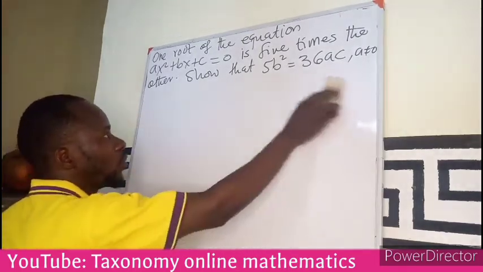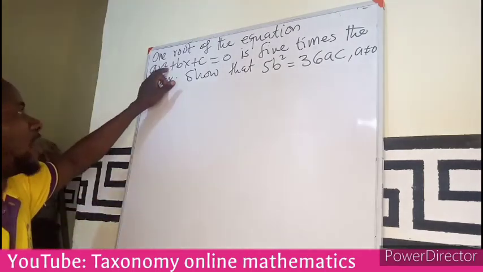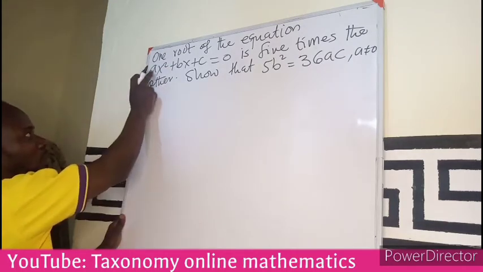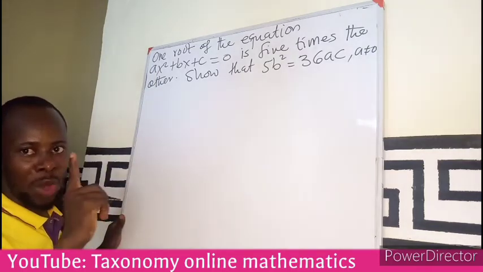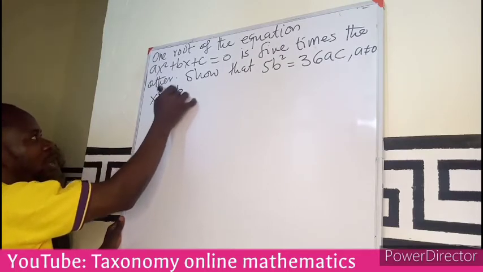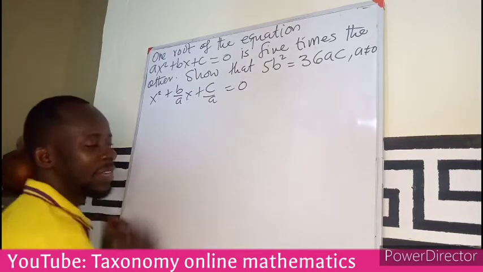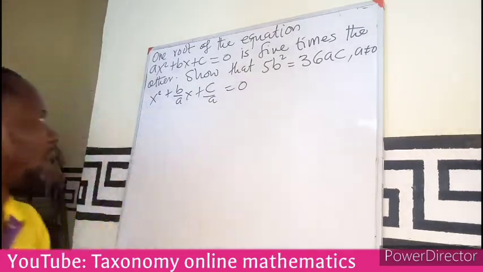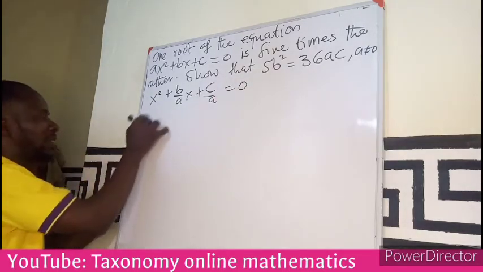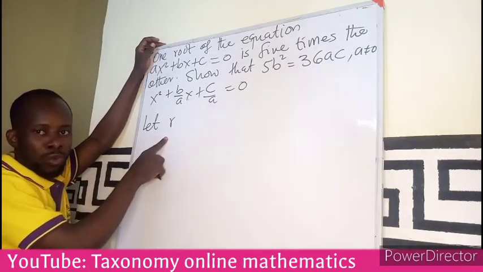But the question says show. You are to show, right? So we are going to show from this side. If this is the question, we always make sure the coefficient of x squared is unit, meaning 1. So I will divide through by a. So this becomes x squared plus b over a x plus c over a equals 0 over a, which is still 0. Alright, so now this is what the equation will be.